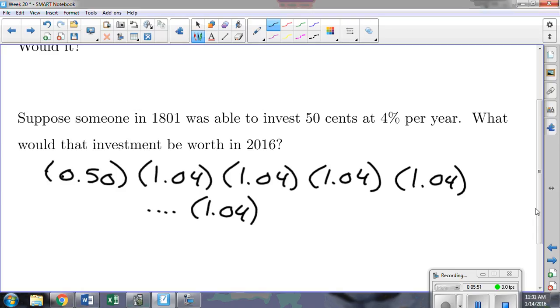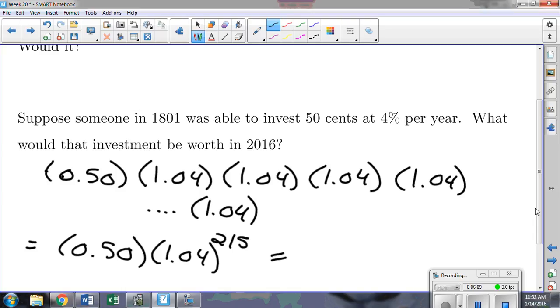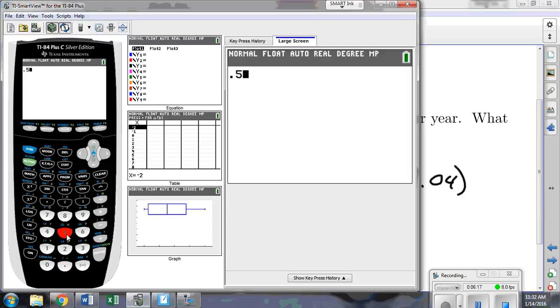Fortunately, we have a smarter way of writing it out. How do you write out repeated multiplication? Yeah, we'll just take the exponent, 1.04, and we need 215 of them. Well, if you've got your calculator handy, let's stick this thing in and see what we get. How much would it be worth with 215 years of interest attached to it? 0.5 times 1.04 to the 215 power. And so there we go. 2296.88.